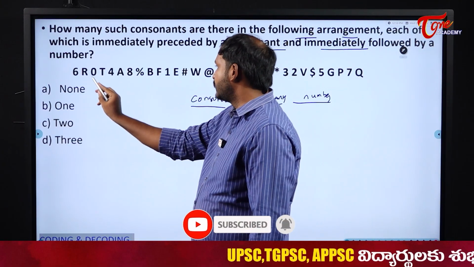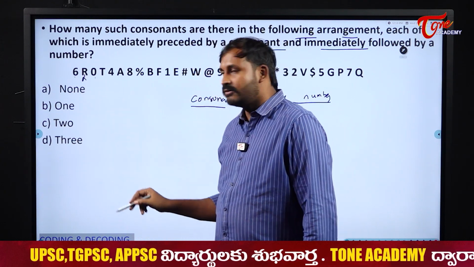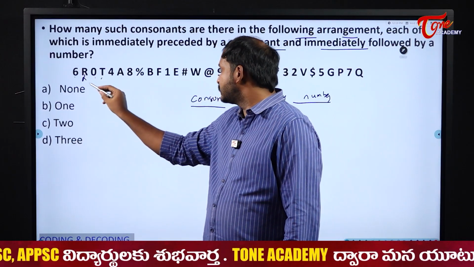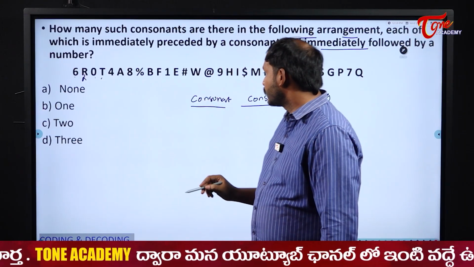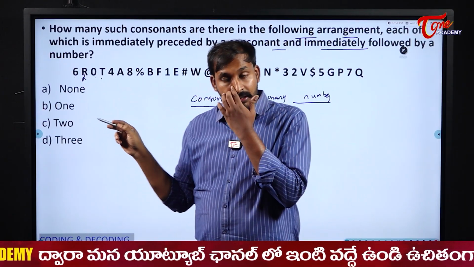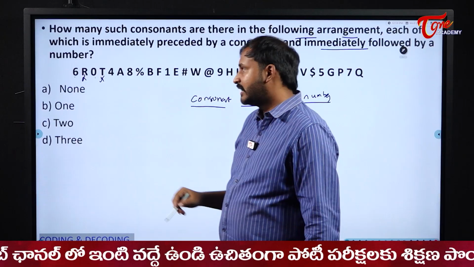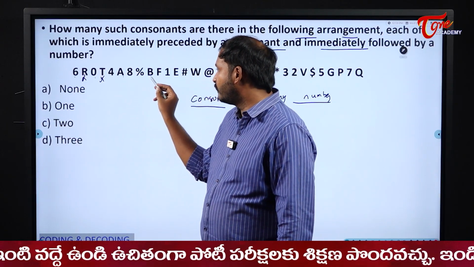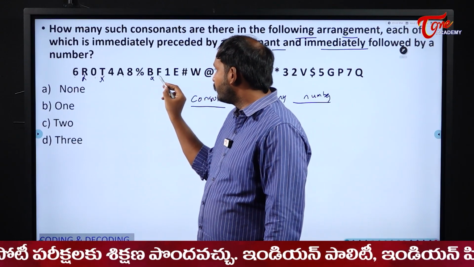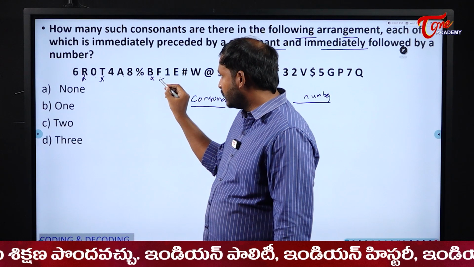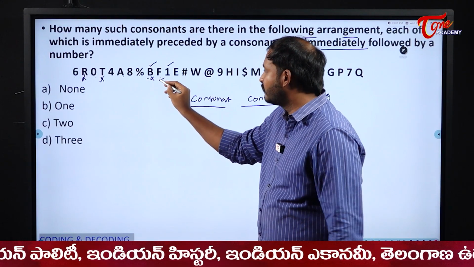So R is a consonant. It should be preceded by consonant, but it is a number. So that is gone. O is a what? Vowel. It is not required. T is preceded by what? Vowel. Sorry, this is not O, this is 0. But here R is not preceded by a consonant, so that is not possible. T, it is not preceded by a consonant, that is also not possible. A is a vowel, we will not take. B is a consonant, but it is not preceded by a consonant, that is also gone. F, yes, it is a consonant, it is preceded by a consonant and followed by a number. So F is one of that case.